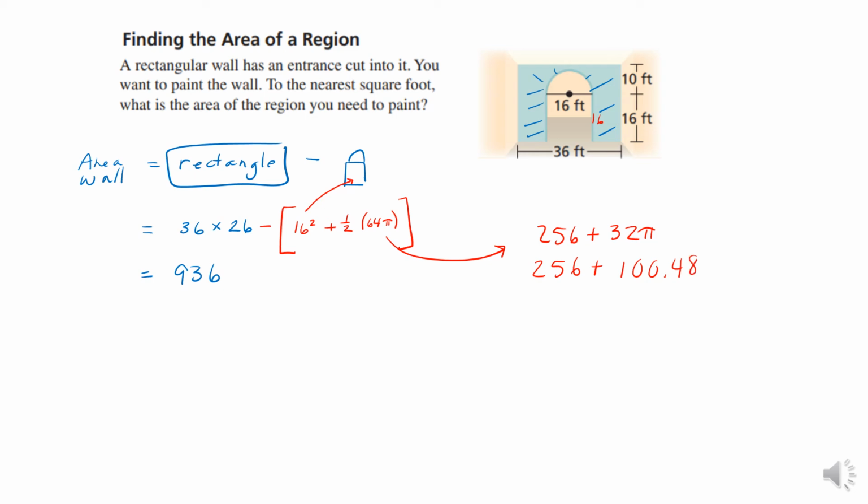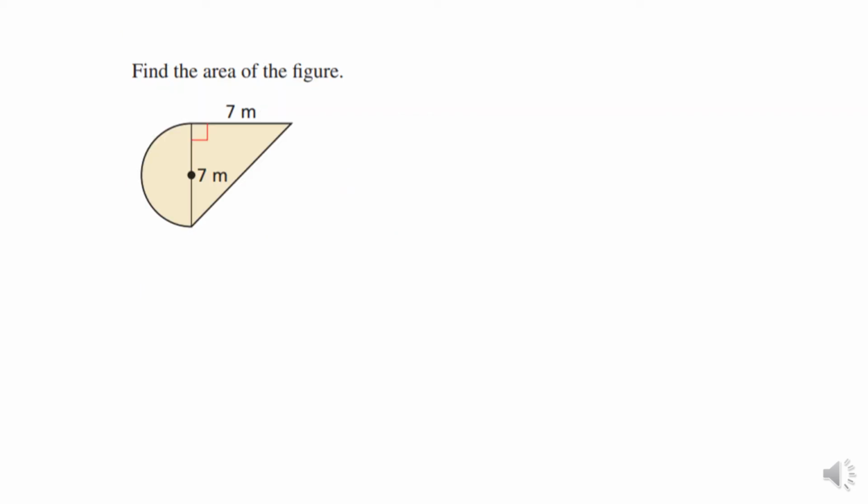And so then we would add those together, and we would get 356.48. Okay? And so our answer is approximately 579.47 feet squared. Okay, that is the area that we'll be painting. So make sure you think these through when you're doing this kind of problem. Okay? All right. Here's the next one.